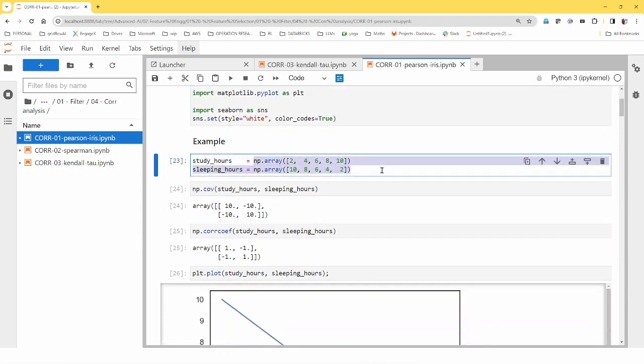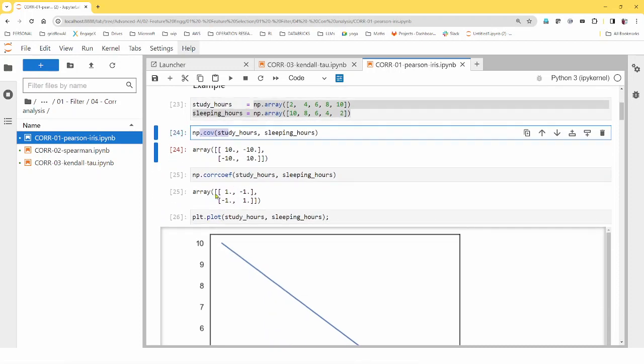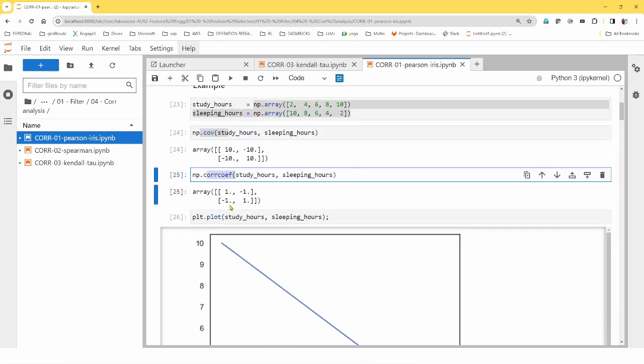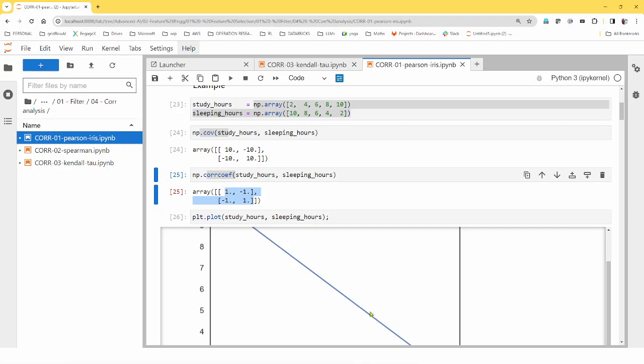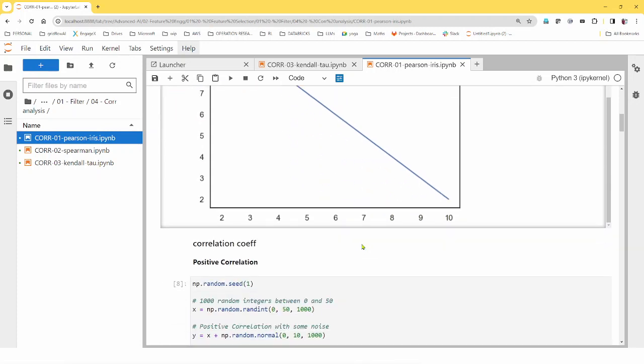Let's say these are the two variables, and NumPy provides you a covariance function, which allows you to compute the covariances here. And similarly, it also allows you to compute the correlation coefficient. Notice here, it is a perfectly aligned association. Hence, you get -1 and -1. That means this is an opposite direction.